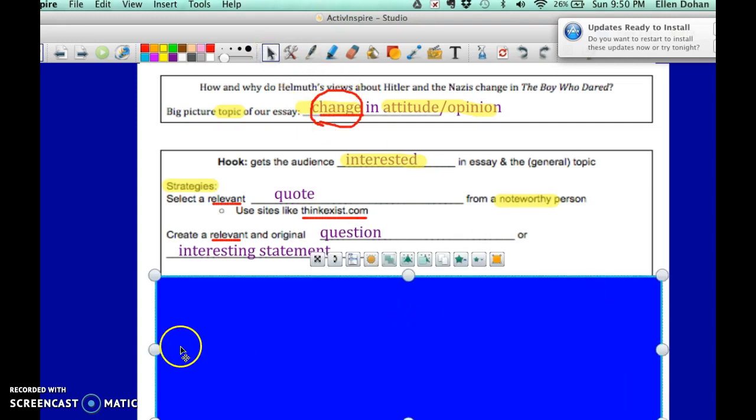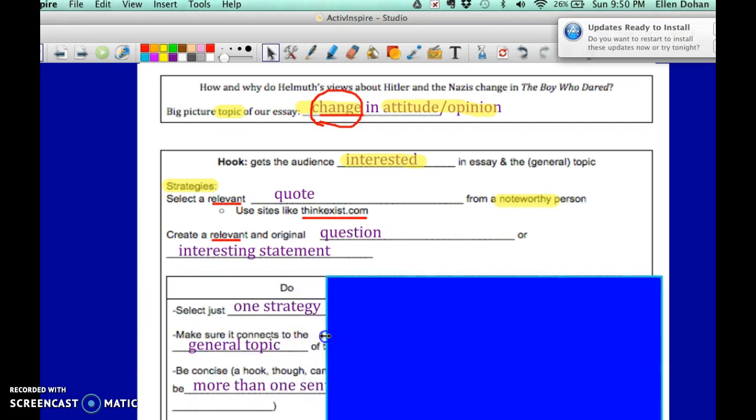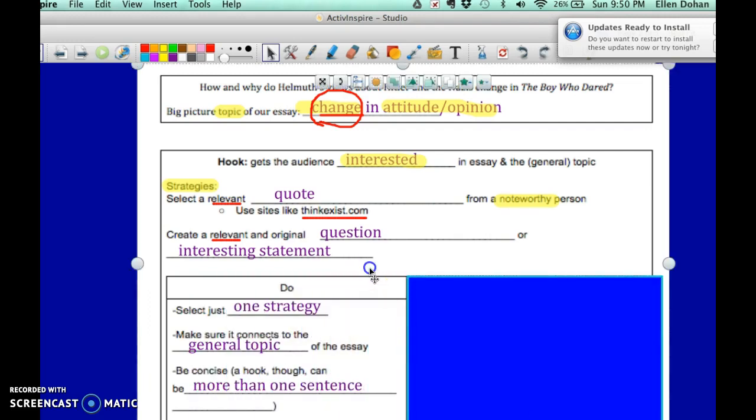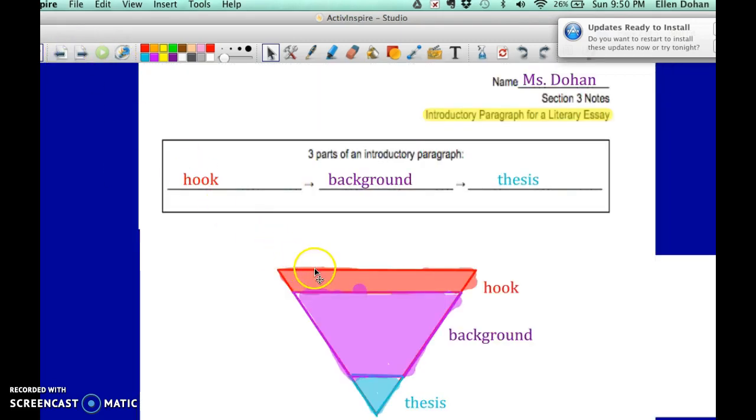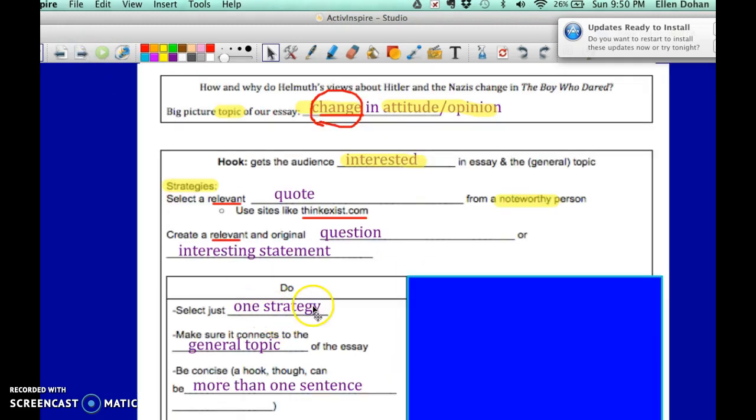So a few do's and don'ts about the hook. 4 do's for the hook. Do just select one strategy. To quickly shift back to our triangle, the hook is short. It's just one general piece. So just choose one strategy. Do make sure it connects to the general topic of the essay, goes back and connects to change, and do make sure you are concise.